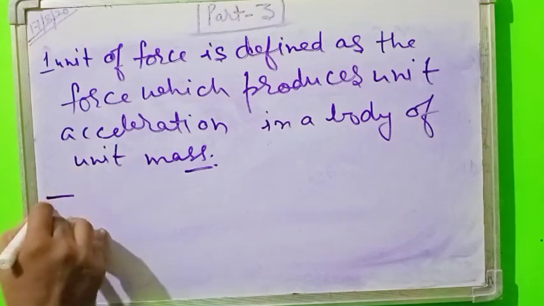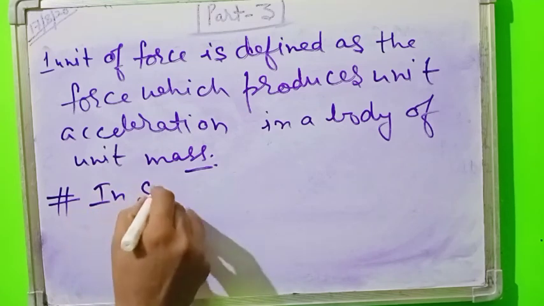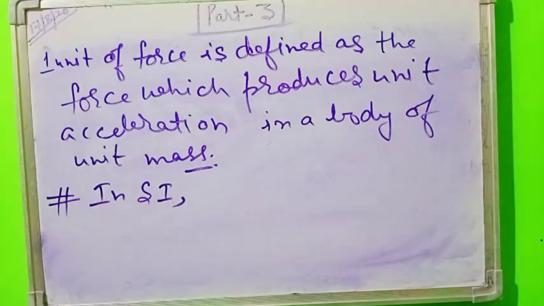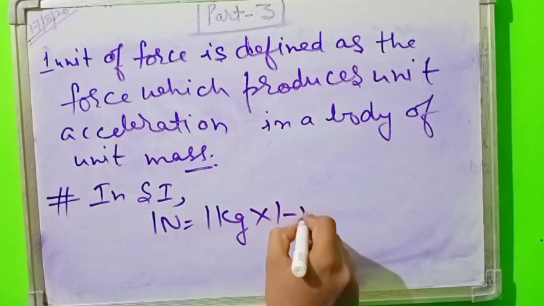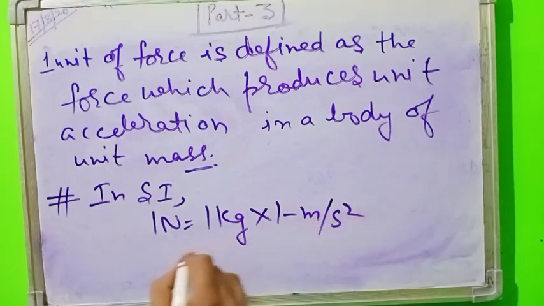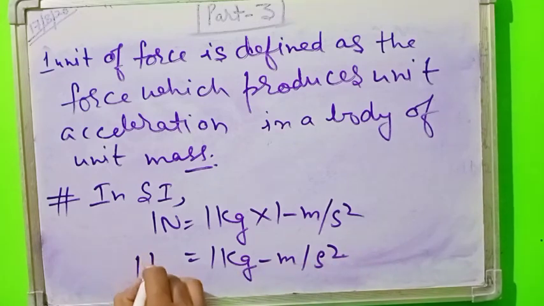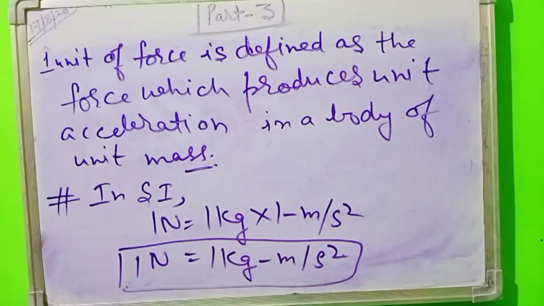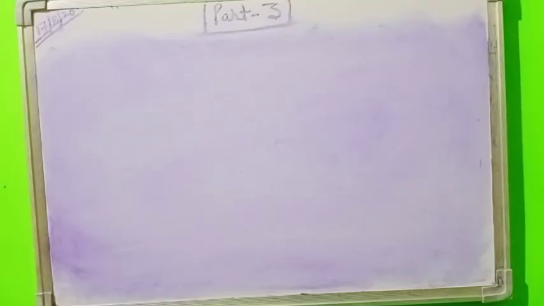So it can be written as what? In SI it is written as 1 Newton is equal to 1 kg into 1 meter per second square, or equal to 1 kg meter per second square. So 1 Newton is equal to 1 kg meter per second square. So dear students, we have discussed the SI unit of force.